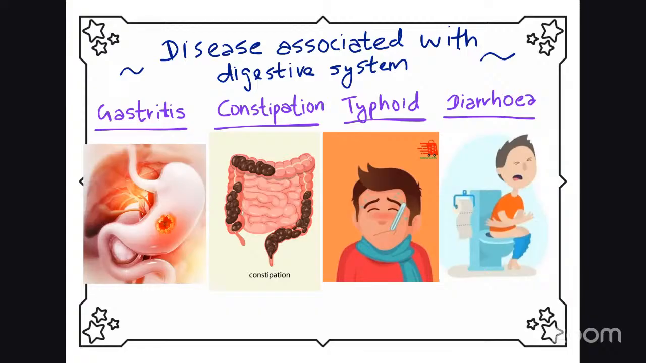Better if you all know about it, but maybe not too deep, okay. Maybe just read through all the diseases with the associated systems. Okay, so we have gastritis, constipation, typhoid, diarrhea. Okay, may I know what causes gastritis?